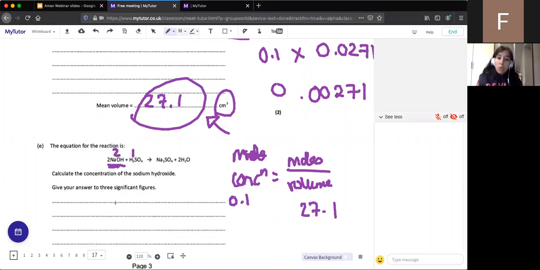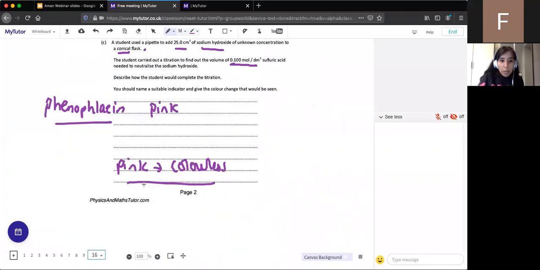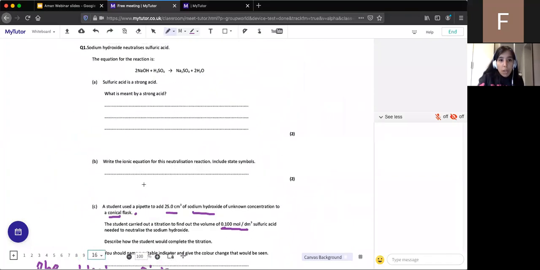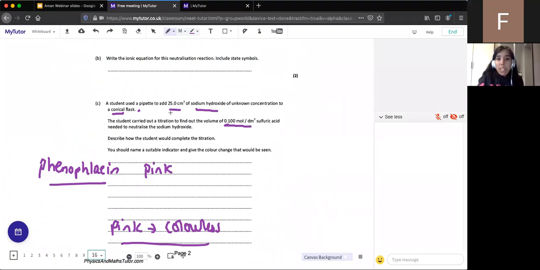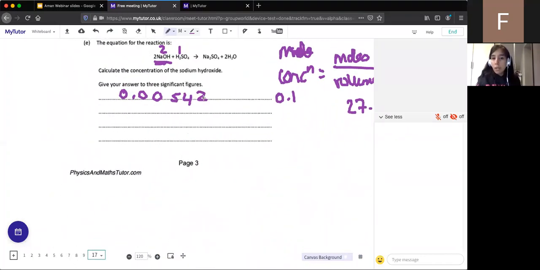So that gives us 0.00542. And then we need to know the volume of sodium hydroxide. So hopefully you remember it was right at the beginning of the question. They told us here that 25 centimeters cubed of sodium hydroxide was in that conical flask. So if there are 25 centimeters cubed of sodium hydroxide, we want the concentration. The concentration is moles over volume. So remember, it's in centimeters cubed, so we need to convert it into decimeters cubed.